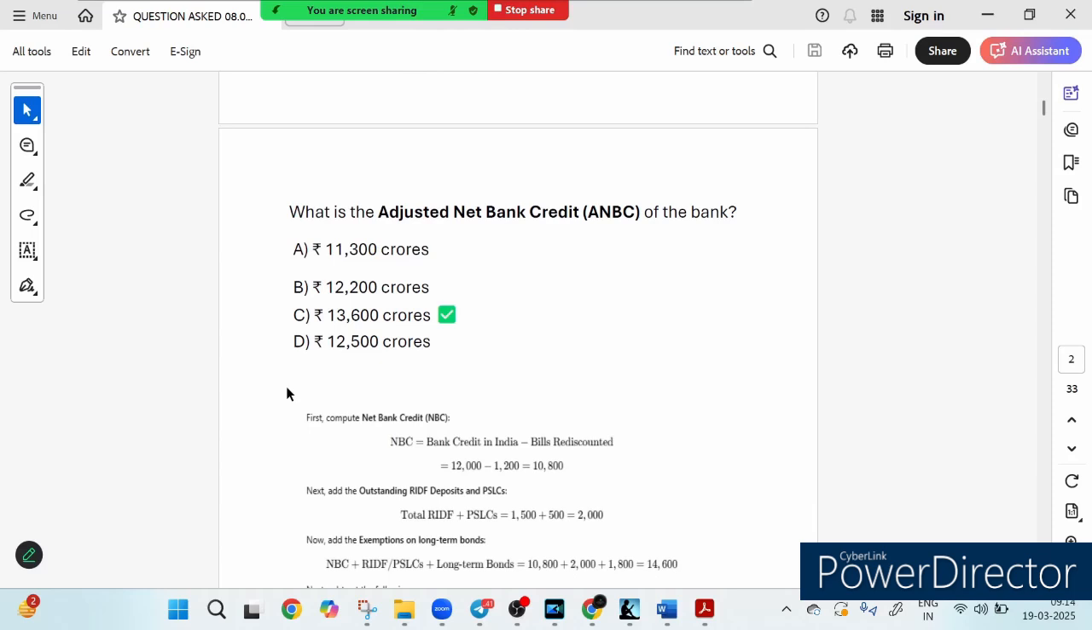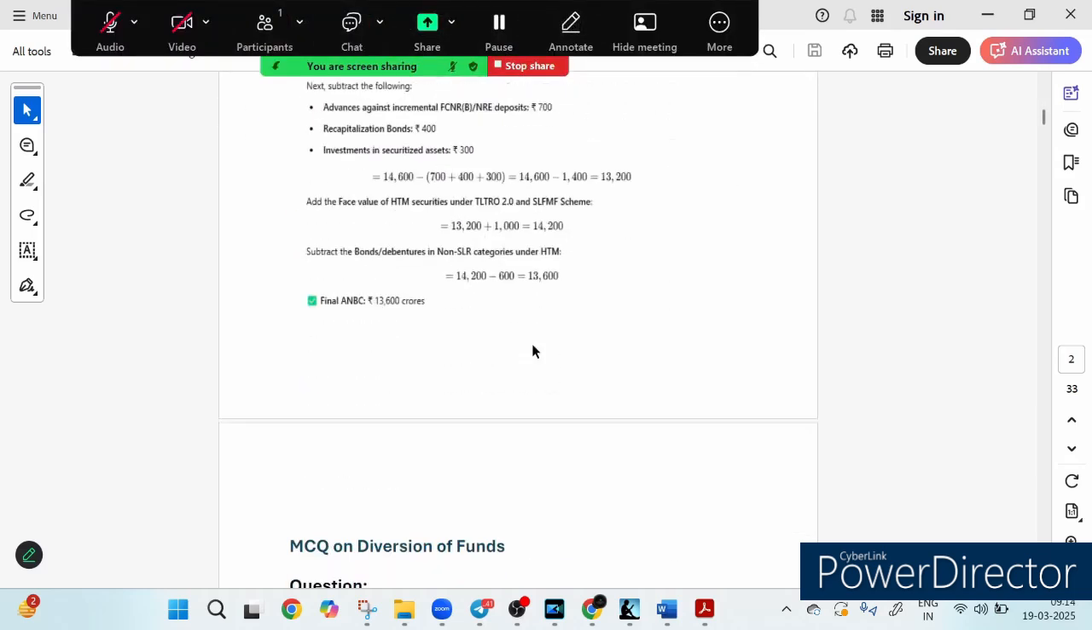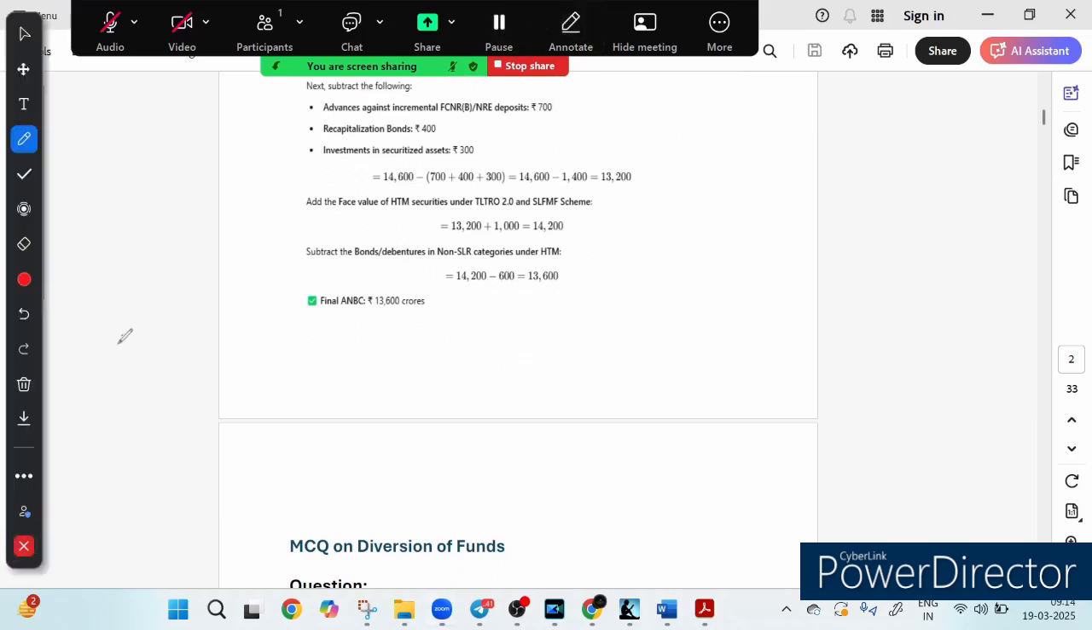So let me summarize before we wrap up. Here are the key points to remember. There is a formula to calculate ANBC. And what is the formula? Let me write down the formula of ANBC: what to add, what to subtract. First of all, you calculate the NBC. Then you add RIDF or PSLC. Then you add the exemptions.